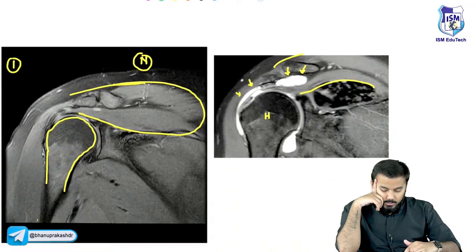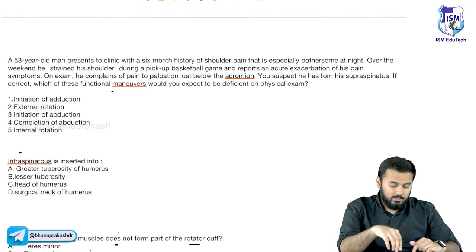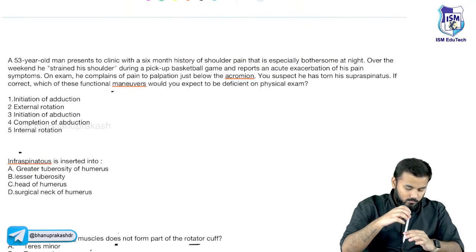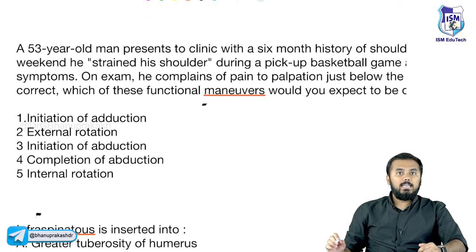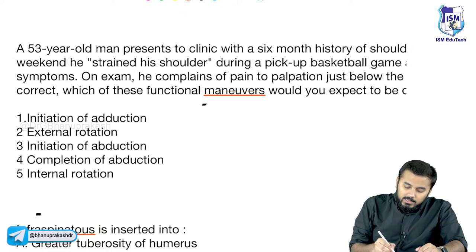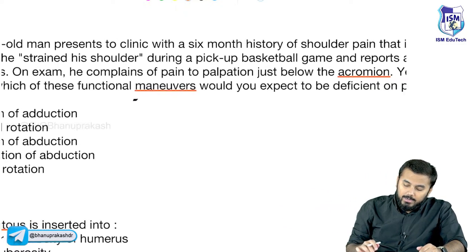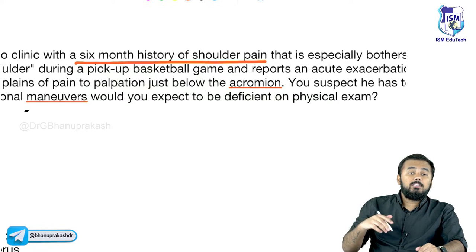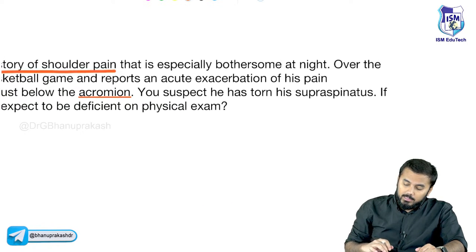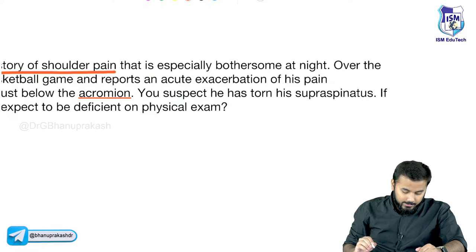Very good. So let us do these questions now. All of you look at this question carefully. This is a clinical question. A 53-year-old man presents to the clinic with a 6-month history of shoulder pain. Matlab 6 mahine se he is having shoulder pain. This is especially bothersome at night.